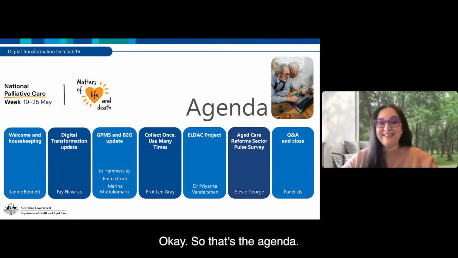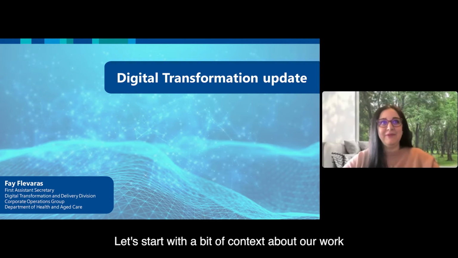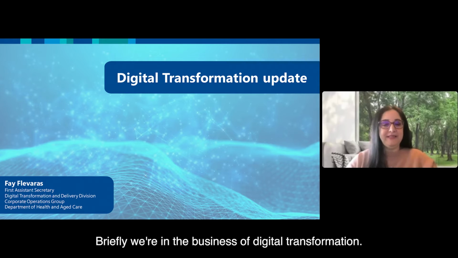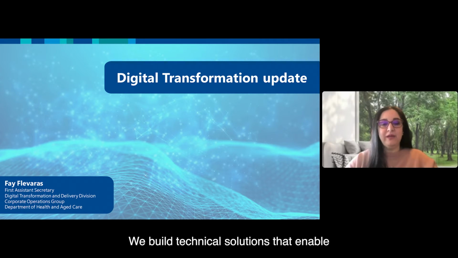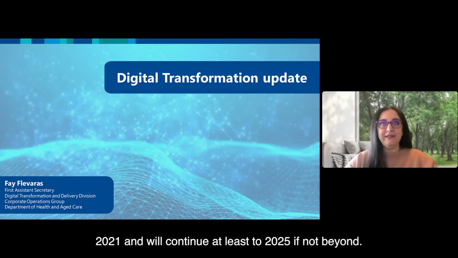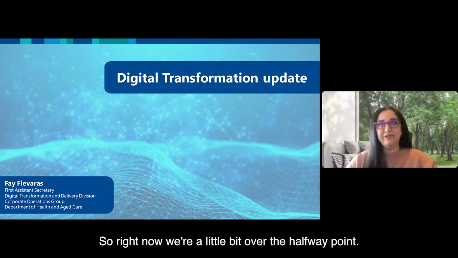Okay, well, so that's the agenda. Let's start with a bit of context about our work, which might be helpful for anyone who's new. Briefly, we're in the business of digital transformation. We build technical solutions that enable the aged care reform. The government's aged care reforms started back in 2021 and will continue at least to 2025, if not beyond. So right now, we're a little bit over the halfway point.